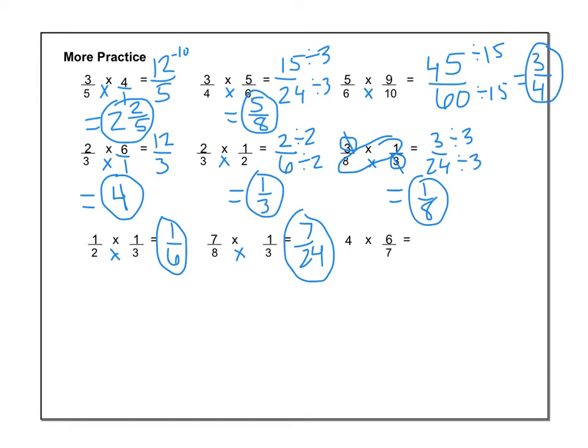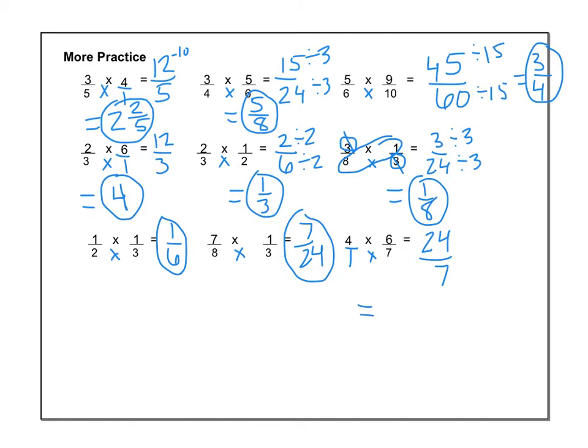And then the last example in this row has 4 times 6/7. Remember, we can change any whole number to a fraction by writing it over 1. So we have 4 times 6 is 24, and 1 times 7 is 7. So we have the flip-flop of the one we just had, but this time it's an improper fraction, so we need to change it to a mixed number.